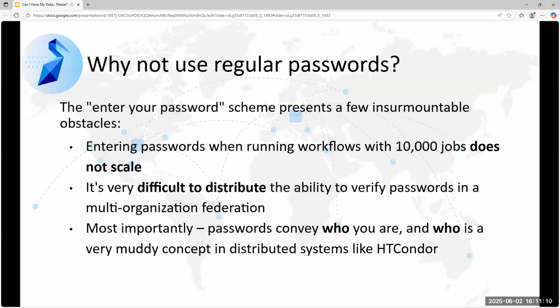The next problem is that even if we could figure out good ways to deal with throwing passwords out into jobs like this, it's very difficult to distribute the ability to verify passwords. So you could imagine if we needed to distribute some kind of password verification database across all of the caches and origins in a Pelican Federation, that would be a difficult thing to do. And we've seen that with 40 years of Condor, that distributed authentication is a difficult thing to do.